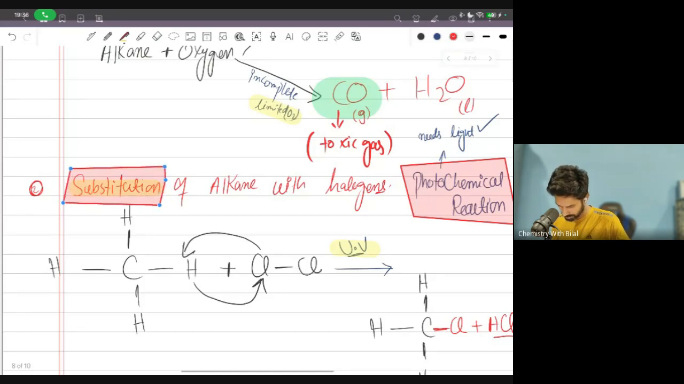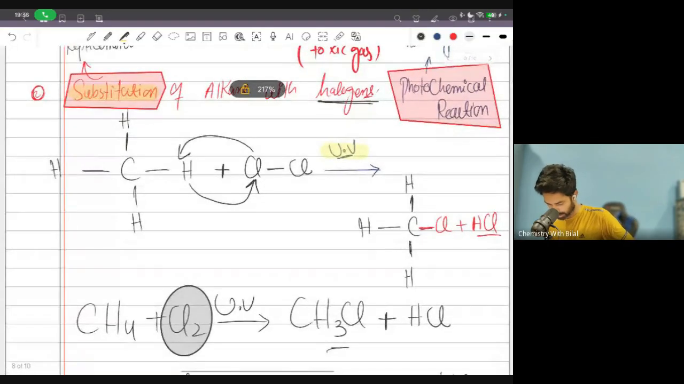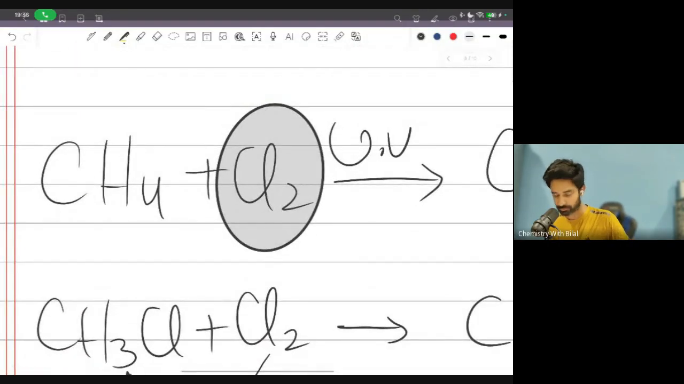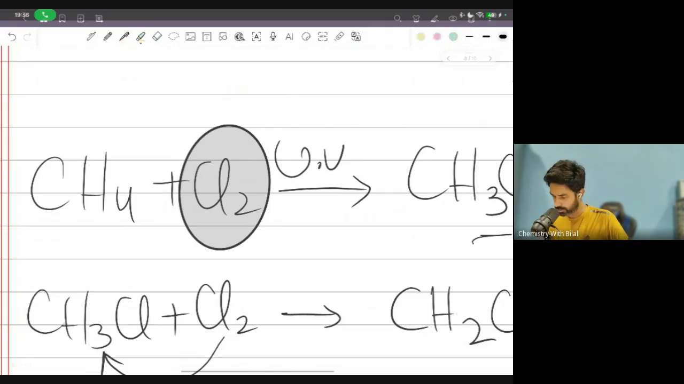Swap, replacement. Substitution का मतलब क्या है? Replacement of, you know, substitution of alkanes with halogens. Imagine आपके पास एक reaction आप कर रहे हैं किसी भी alkane का, let's say methane, you're reacting it with chlorine. Condition which is extremely important is UV light.